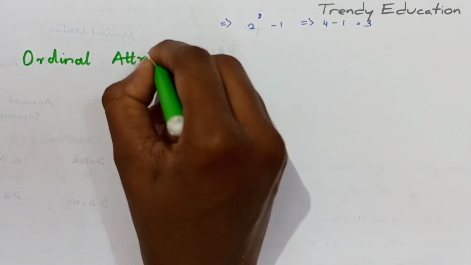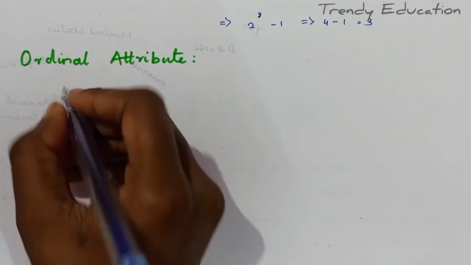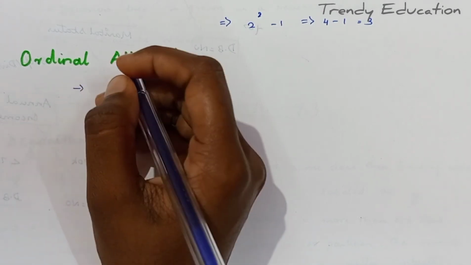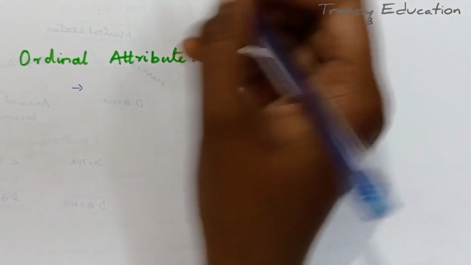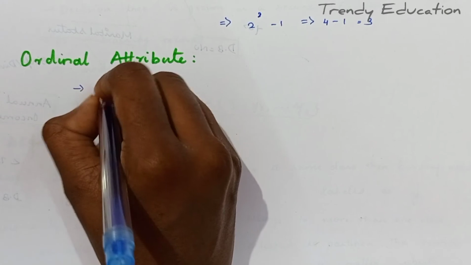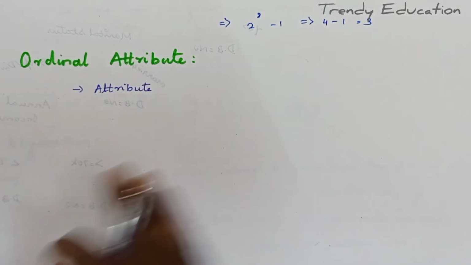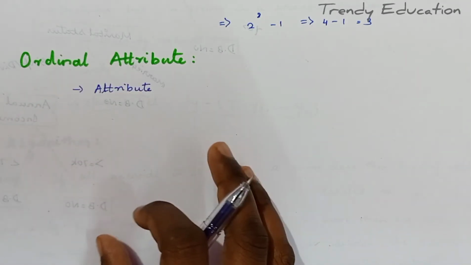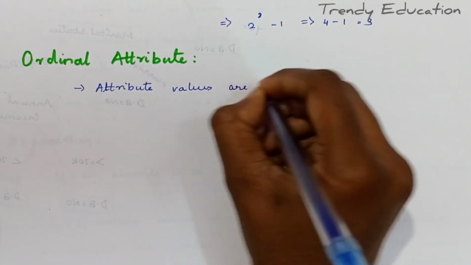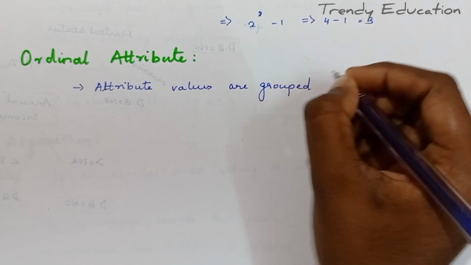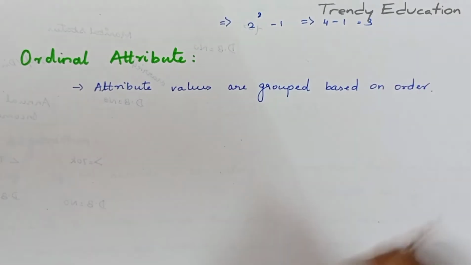Now coming to the ordinal attribute, the third type. As we saw already in nominal, it can be split in 2 ways, which are the binary and multi-way splits. And in this, the test condition attribute values can be grouped. Here the attribute values are grouped based on a particular order.